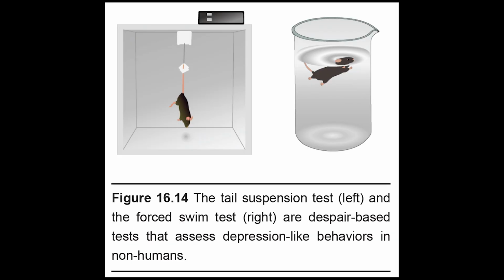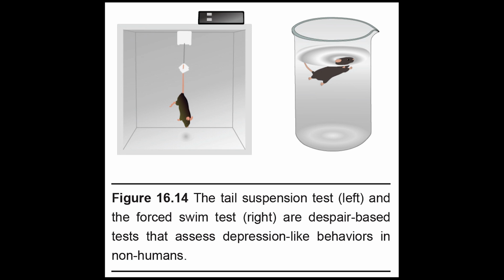Animal behavioral tests of depression. Behavioral neuroscientists have developed a variety of tests to assess the effectiveness of antidepressant drugs in non-humans. They are roughly divided into 2 categories. 1. Despair-based tests. One symptom of depression is that a person gives up, a behavior that can be modeled by a variety of rodent tests.